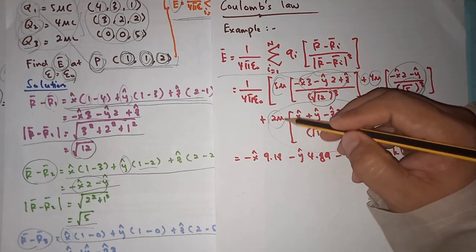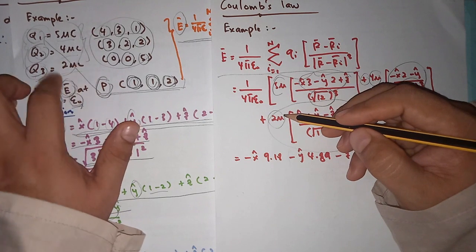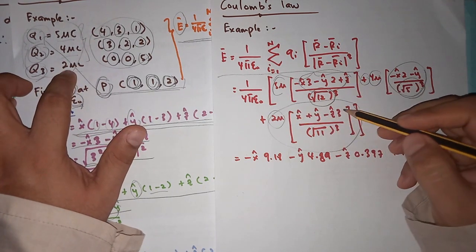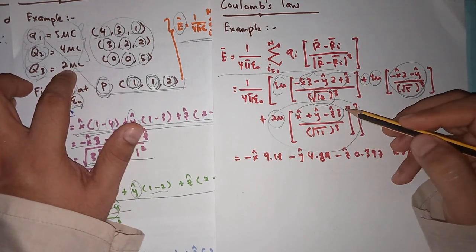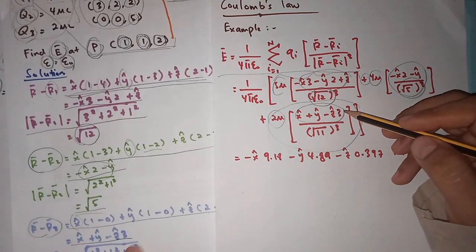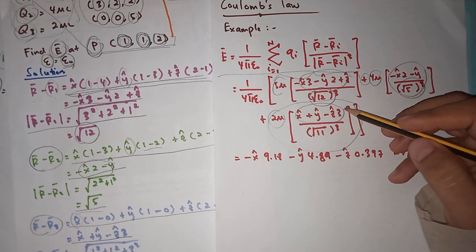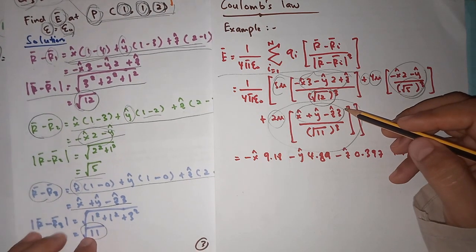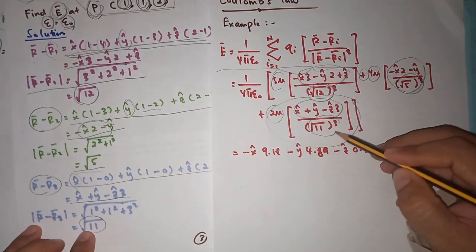So we have 2 microcoulomb, which represents the value for our Q3, and this is the vector that represents the direction and distance between our Q3 and P, as we just derived, divided by its amplitude to the power of 3.